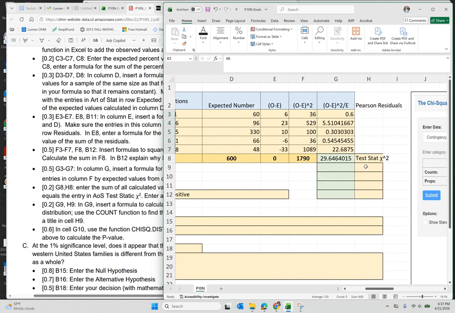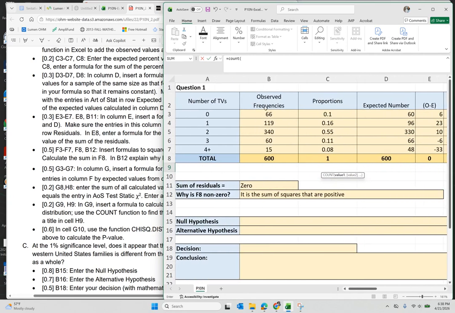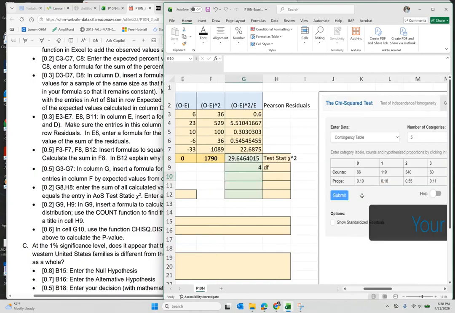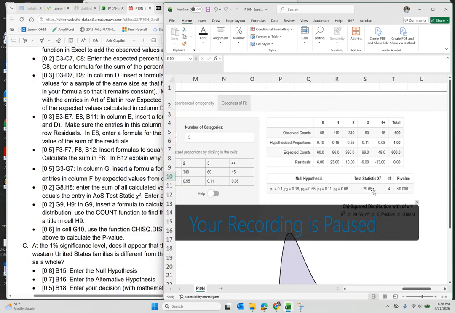So here my degrees of freedom, I'm going to call them df, will equal the count of the observed frequencies, which will hopefully be 5, minus 1. So you want to make sure you subtract 1 over here. And that is indeed 4, as expected. And again, I can double check with ArtofStat. ArtofStat did indeed say here that the degrees of freedom were 4.